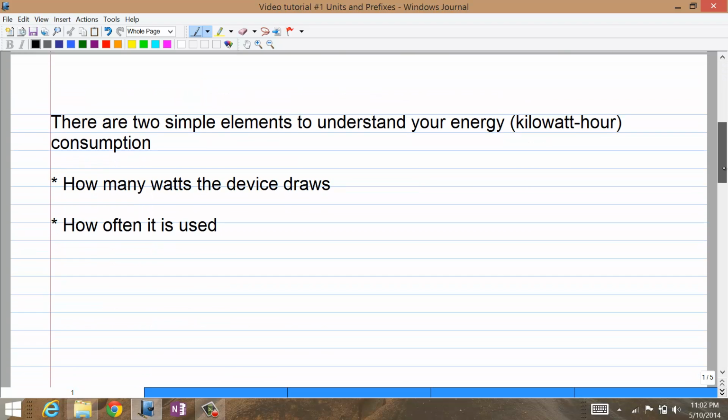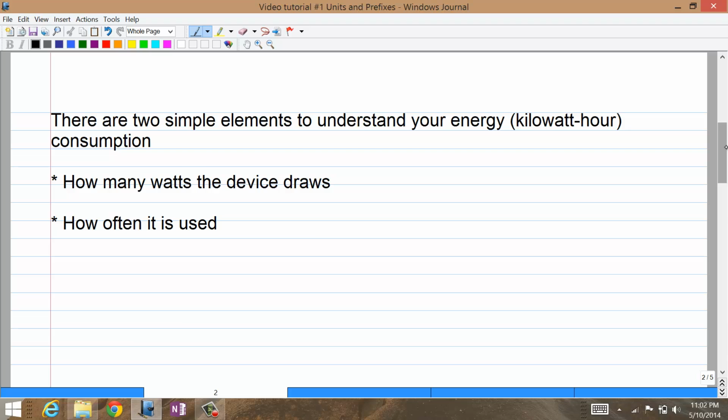There are two simple elements to understand your energy consumption. The first one is how many watts the device draws, and the second one is how often it is used. So with these two things, you can compute how much energy any device or appliance in your house or in your work draws. So let's look at an example.